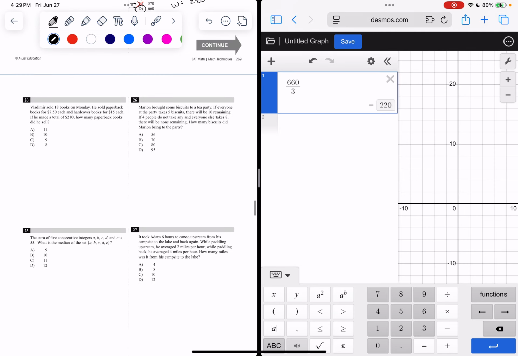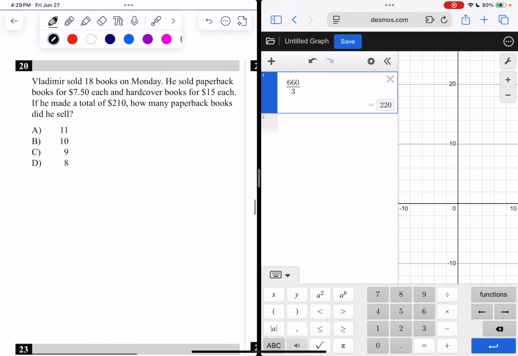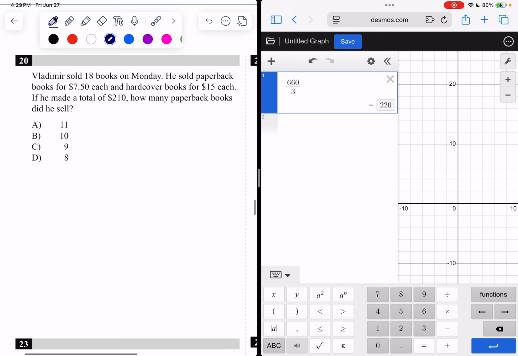All right, let's try the next one. This is very classic. You'll see this a lot on the SAT. Vladimir sold 18 books on Monday. Let's go ahead and extract the information. 18 books on Monday. He sold paperback books for $7.50 each and hardcover books for $15 each.